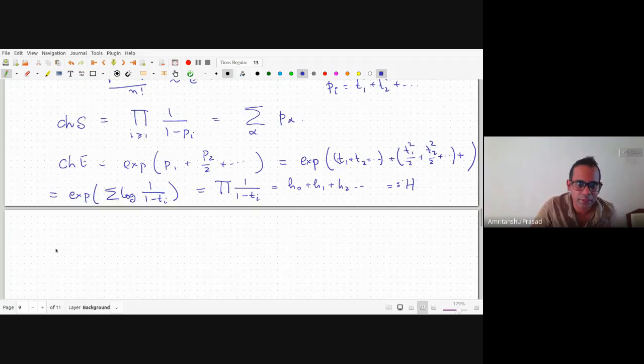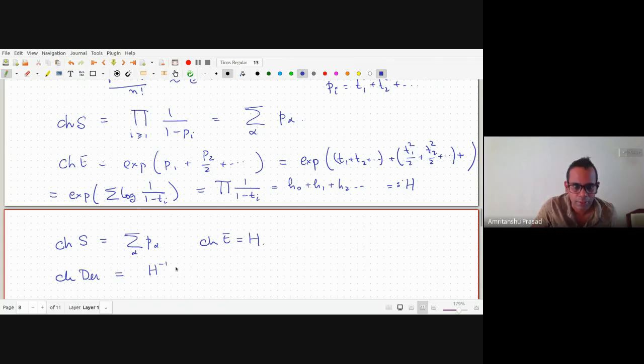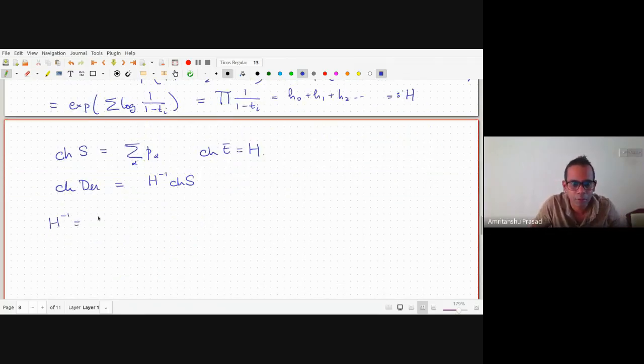So what we have is the characteristic of S is equal to the summation over alpha of p alpha. The characteristic of E is H. And what we know is that the characteristic of derangements is the inverse of H times the characteristic of S. So let's work out what the inverse of H is. So H is this. So H inverse is the product of 1 minus ti.